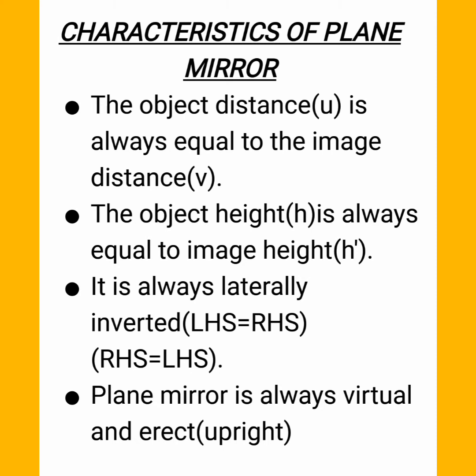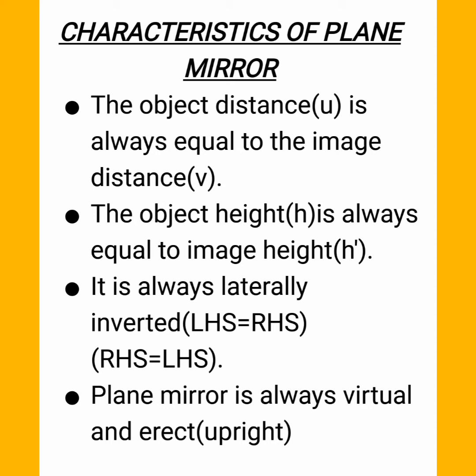So the distance between me and the mirror is the object distance, and it is indicated by small u, and the image distance is the distance between the image and the mirror. If I am the object, I am seeing my face in the mirror and my image is reflecting in the mirror. The distance between that image and the mirror, the plane surface, is the image distance. It is indicated by small letter v.